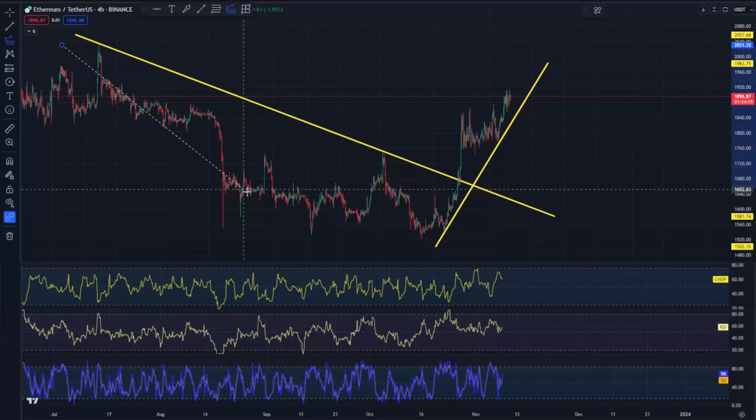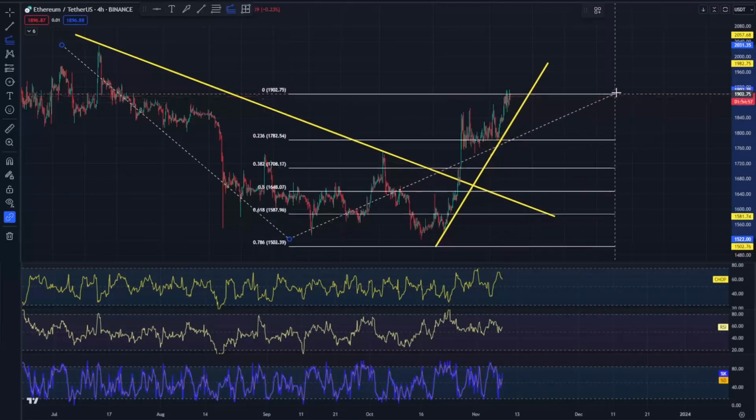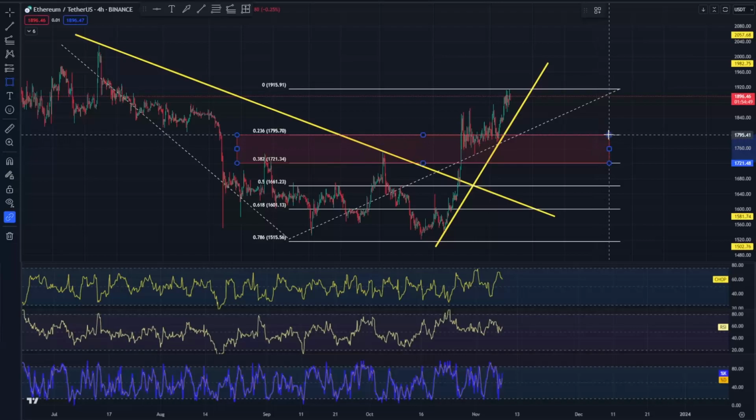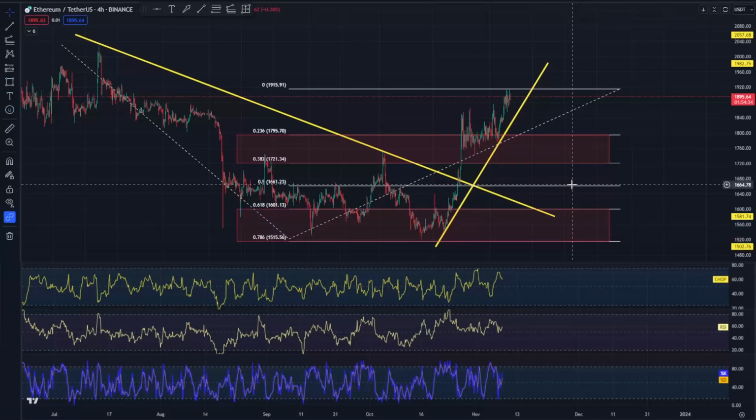Let's start by marking support points for the price. And we can see that first we have a strong support zone from $1,795 to $1,721. But if this zone does not hold the price, we then have a second strong zone from $1,600 to $1,515.